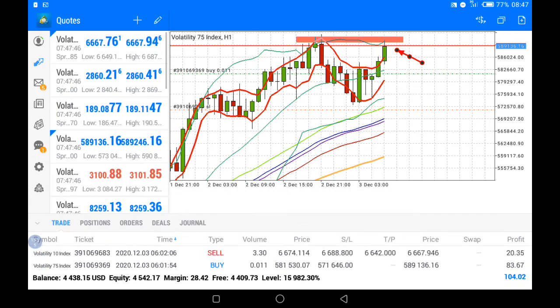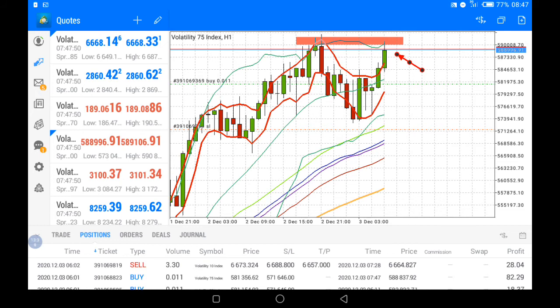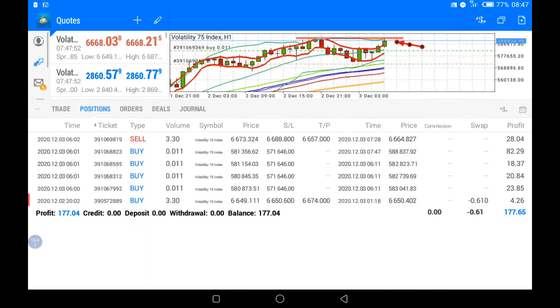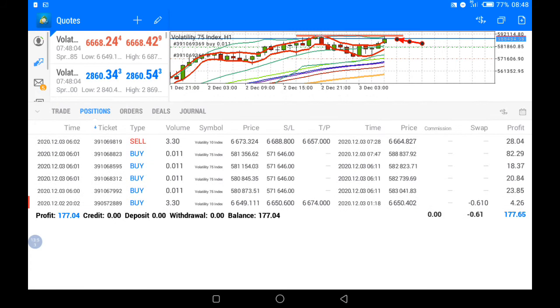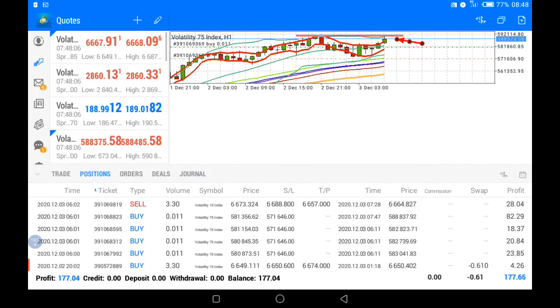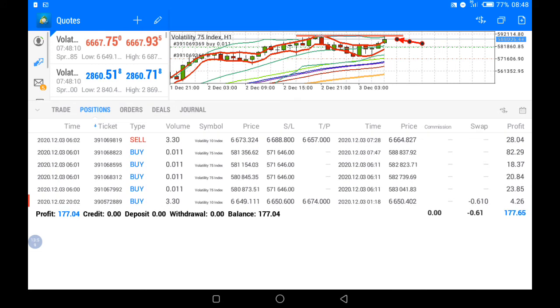So you could see so far, profit for today alone is around 177 USD, and this is around 8:47 a.m. on Thursday morning, the 3rd of December. So you could see so far what I've been doing, just the trading. See how much bag we could secure for the day.